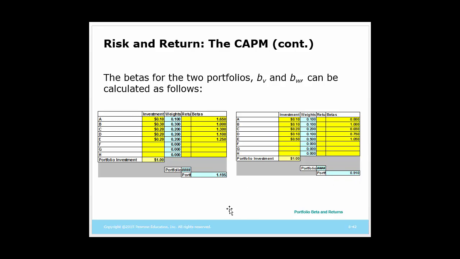So what can we say about these portfolios? The only thing we can really say about them right now is that V is riskier than the stock market on average. W is less risky than the stock market on average. And quite frankly, you can also add to that that obviously V is riskier than W.